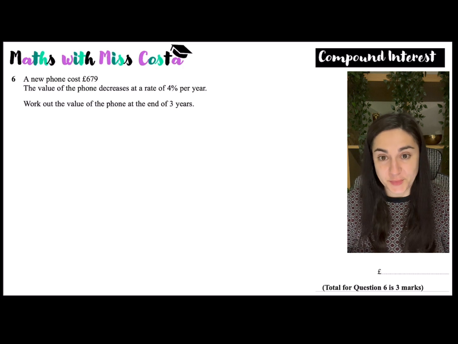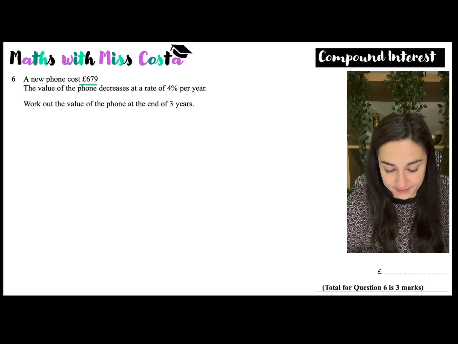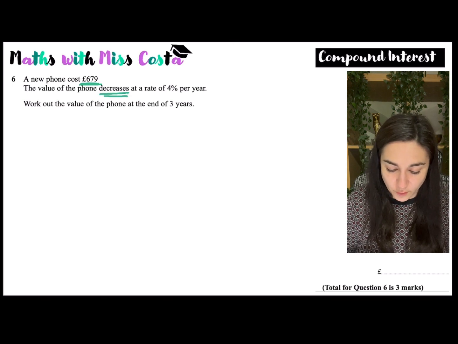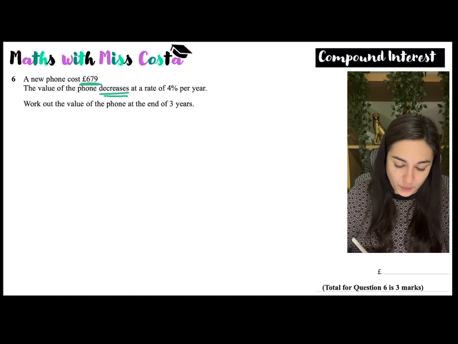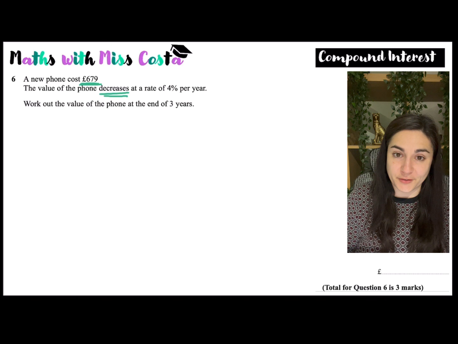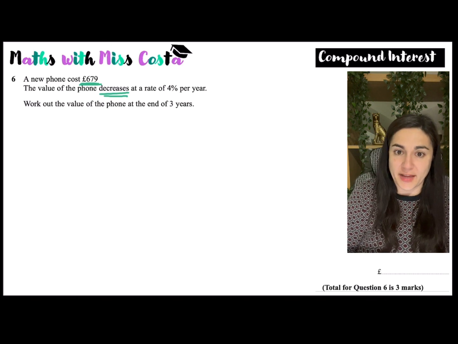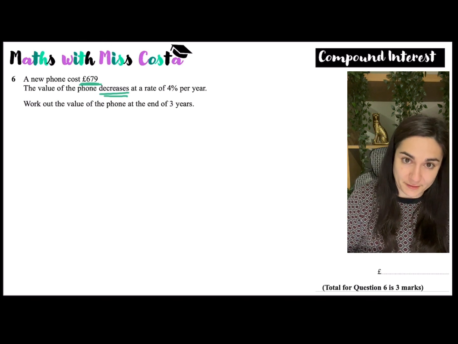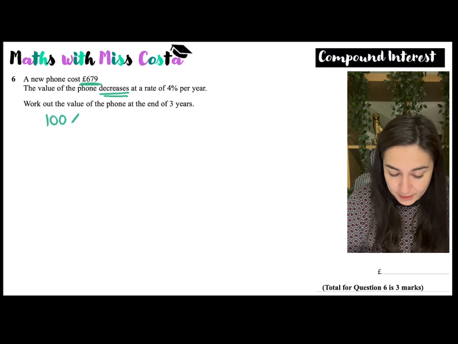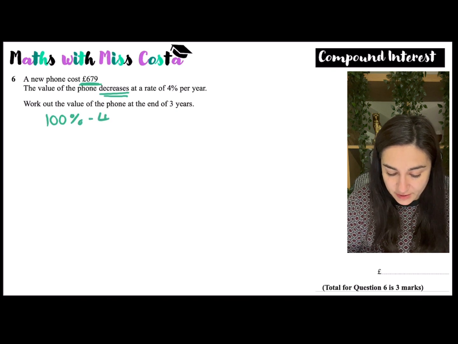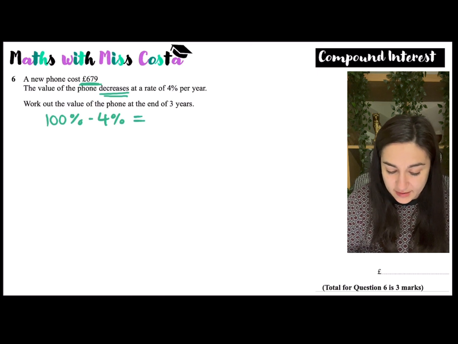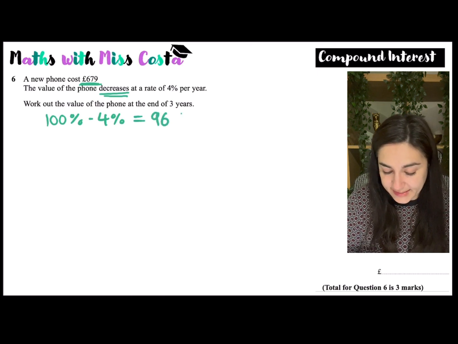Okay, so in this question, we are told that a new phone costs £679 and that the value of the phone decreases at a rate of 4% per year. So work out the value of the phone at the end of 3 years. Now we could do this a long way where we work out 4% of 679, subtract it, work out 4% of that new value, subtract it, and do it again, or we could use compound interest. So my original value of the phone is 100%, but it decreases at a rate of 4% per year. So to work out my multiplier, I do 100 take away 4, which is 96%.